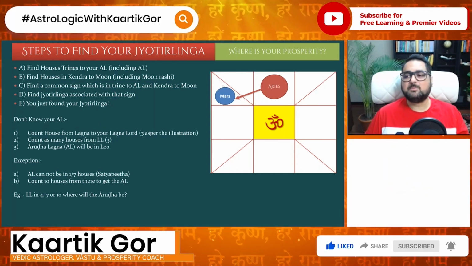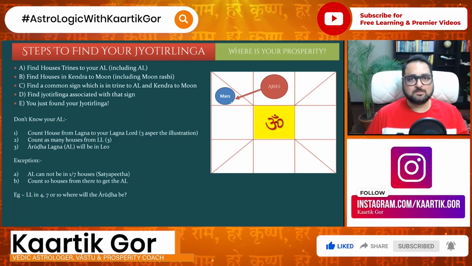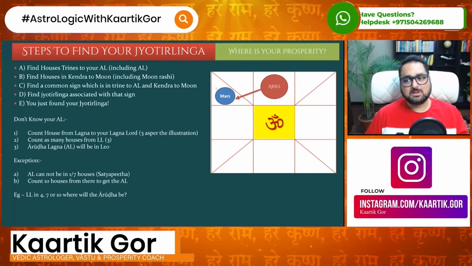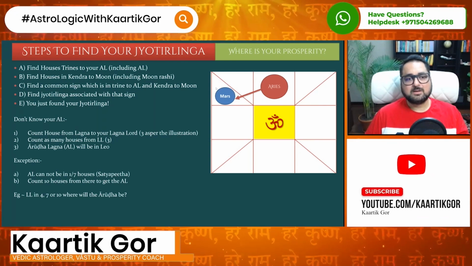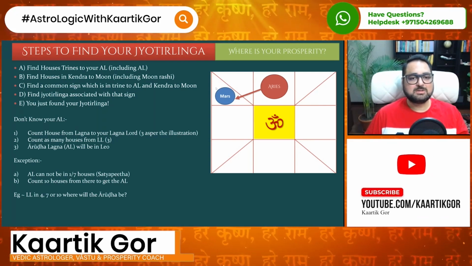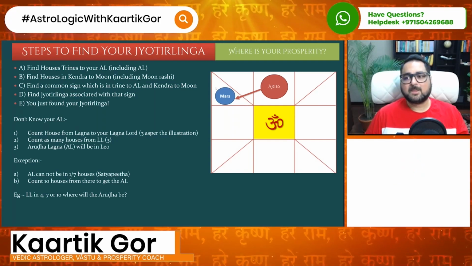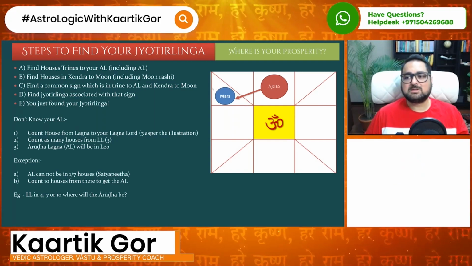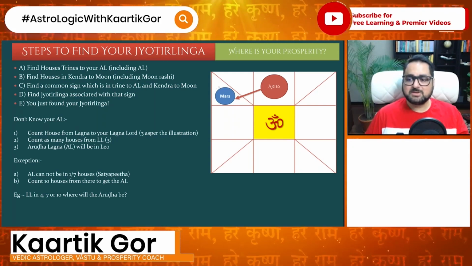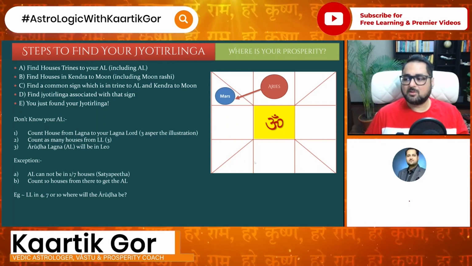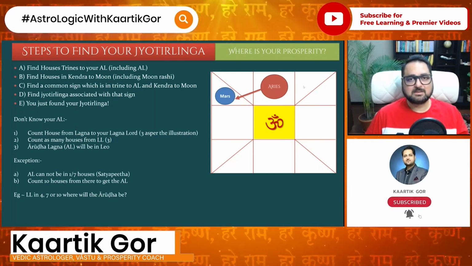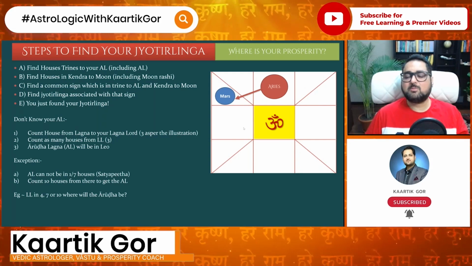The second part is where your moon is. In my case, my moon is also in the third house with my Lagnesh. Now what are the steps? I need to find out the houses which are in Kendra to the moon. My moon is in a dual sign, so all the Kendra houses will also be dual houses, which is Gemini, Virgo, Sagittarius, and Meena Rashi, Pisces.